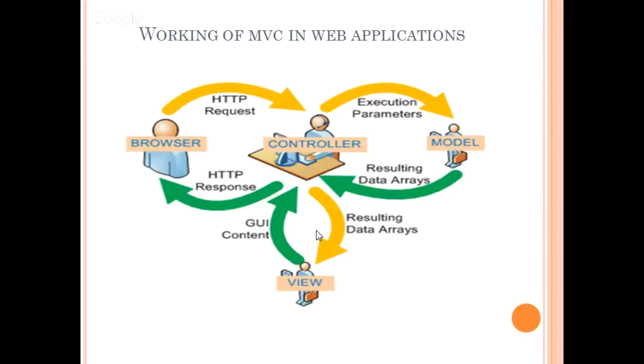And actually, he tries to communicate with the model, but the only way he can communicate with the model is via the browser. So he sends a request via HTTP, the hypertext transfer protocol, to the browser. And the browser sends a request back to the controller, which it uses to manipulate the data the user wants from the model. And the model returns to the controller an array of resulting data based on the actions of the user.